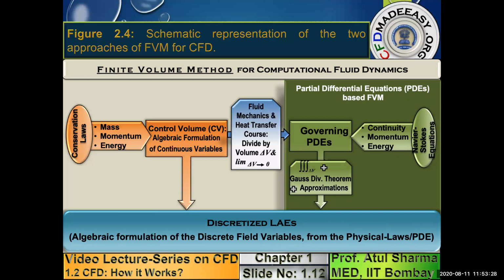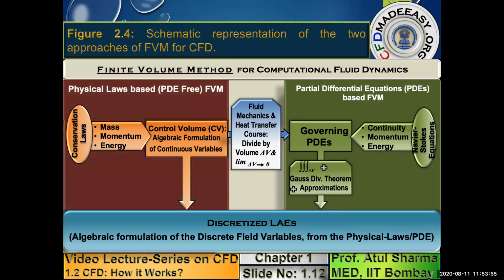So this is one of the procedures which you find in almost all the books which use the finite volume method for CFD. However, based on my teaching experience, I had realized that the students, especially the early undergraduate students, struggle to appreciate the Gauss divergence theorem and get a feel of these linear algebraic formulations. So in the companion textbook corresponding to this lecture series, a novel physical law based finite volume method is proposed, which is PDE free.